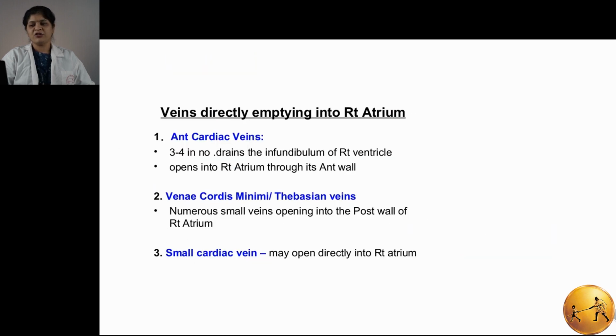There is a right marginal vein. It accompanies the right marginal artery and drains into the small cardiac vein, or it directly opens into the right atrium. There are a number of veins that directly open into the right atrium. There are 3 to 4 cardiac veins that open directly into the right atrium. Venae cordis minimi, or the Thebesian veins, open directly into the posterior wall of the right atrium, and the small cardiac vein may also directly open into the right atrium.